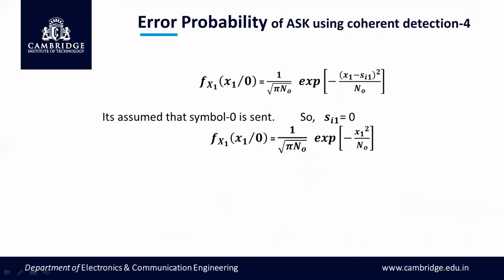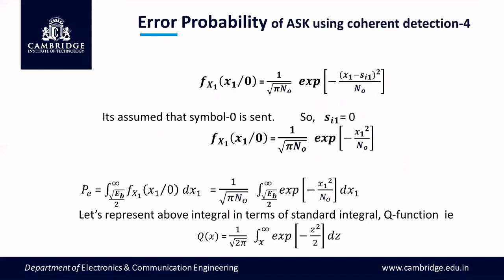Okay. So we shall substitute the values of mu, that is SI1, and also sigma square, that is n0 by 2. And after doing mathematics, we get this equation, right? As I said, SI1 is equal to 0 because the transmitted signal is assumed to be symbol 0. So finally, we end up with this equation of the density function. Next, we integrate this density function from root EB by 2 to infinity to get the probability of error, P.